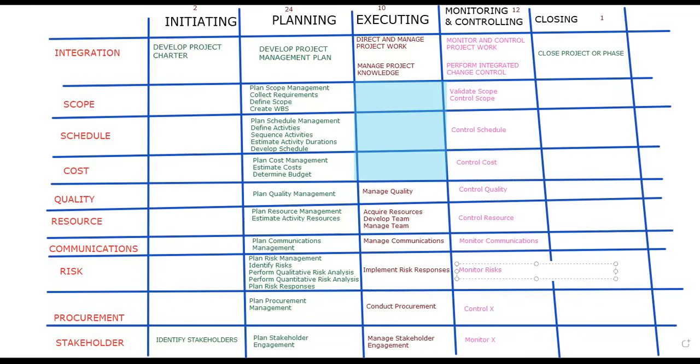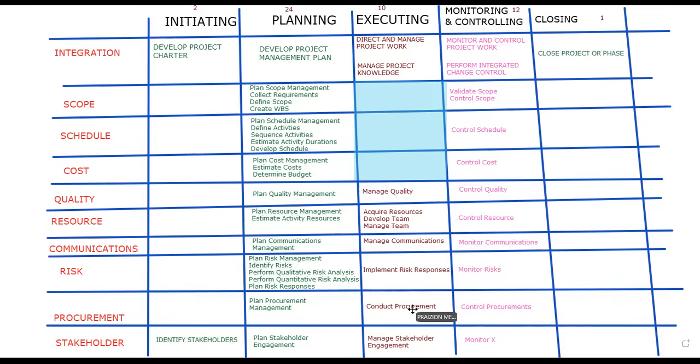Monitor risks, control procurements. Okay, and again, monitor communications is making sure communications are going according to plan. If they're not, you're going to change something. Monitor risk is making sure that you got the risks down and that there's nothing that is new, or if there is something that's new, you update your risk register, right? Control procurements, making sure that the procurement went according to plan. The seller has given you what you asked for.